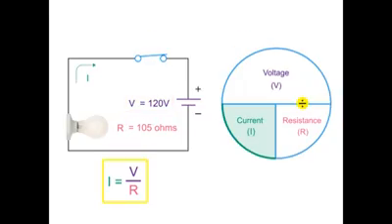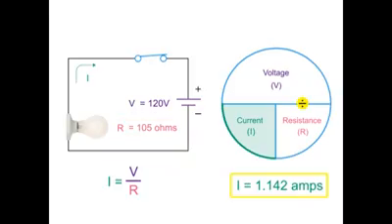Using the Ohm's law circle and solving for current, you would divide the voltage by the resistance. So 120 volts divided by 105 ohms is 1.142 amps. So you have 1.142 amps of current flowing through the light bulb.